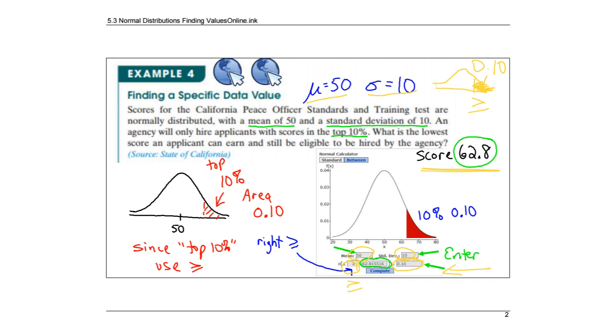What's really nice too is it shows the graph in the normal curve. And so you can see that the area is over here, right where it should be, because it said the word top. So top 10% means that the scores have to be high and be on this right-hand side.